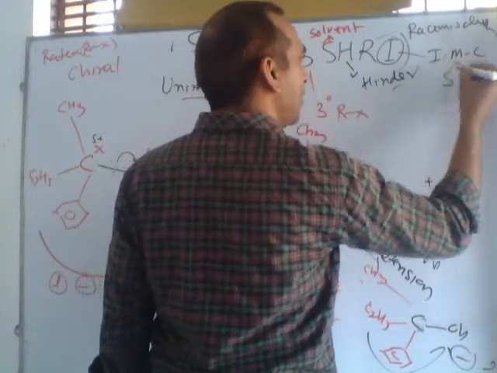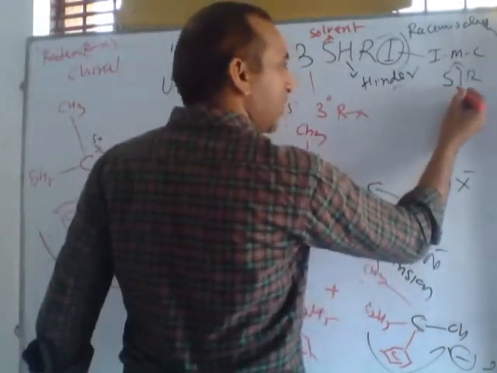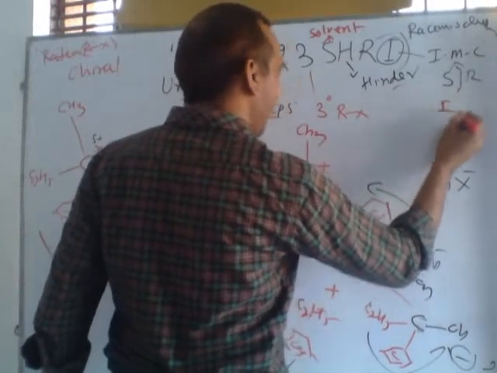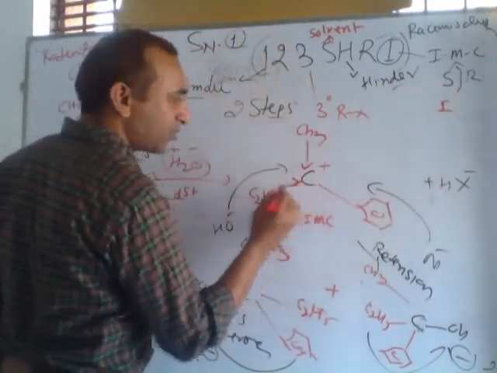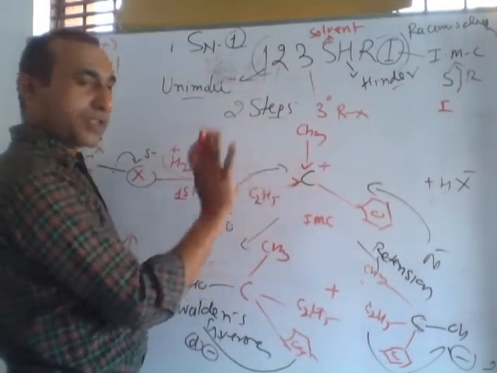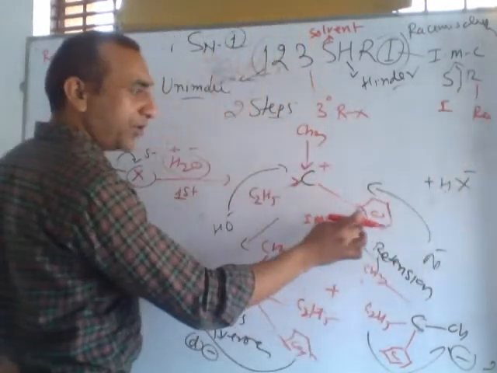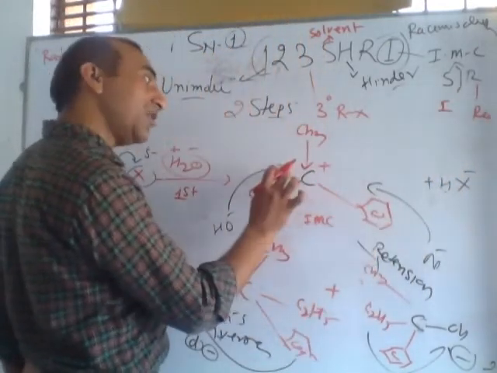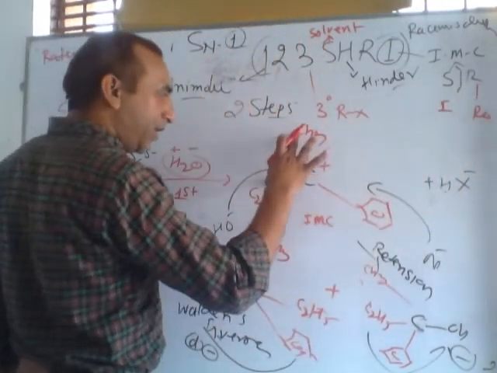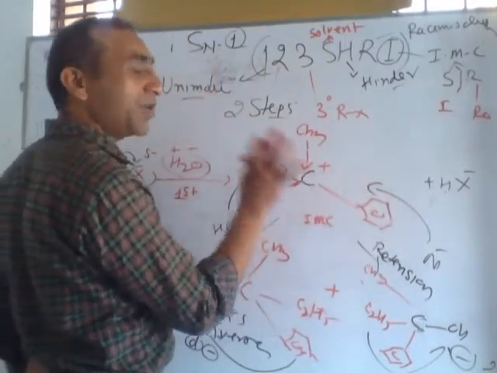This is a trick for remembering the stability of this compound. Listen: S means stability, I means inductive effect. These alkyl groups give electrons to this carbon and its stability increases. And R means resonance. If resonance happens in any compound, its stability increases. So inductive effect and resonance increase its stability, so this compound can be isolated.